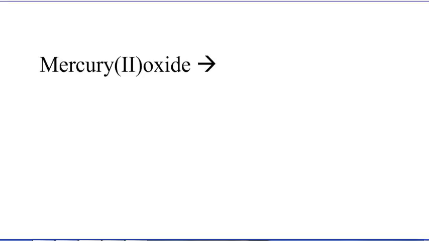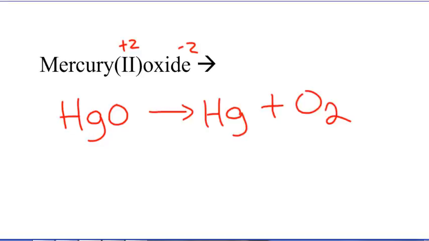Mercury 2 oxide, what will it break down into? Well, first let's get the formula. Mercury is +2, oxygen is -2, metal with a nonmetal, so this is an ionic compound. When I cross my charges, it's HgO. It breaks down into Hg plus diatomic O2.